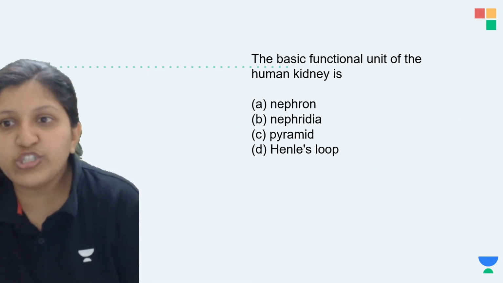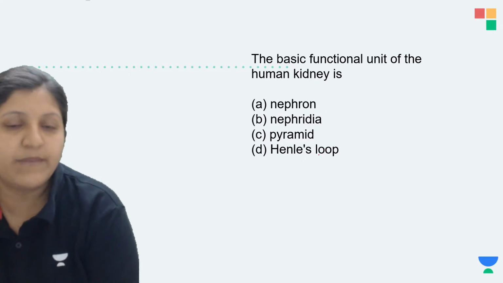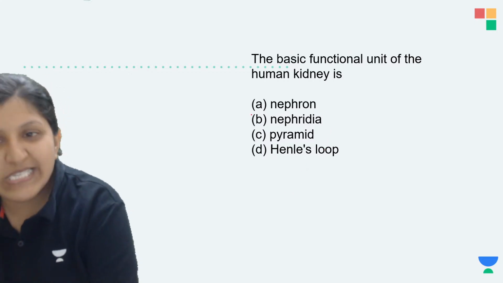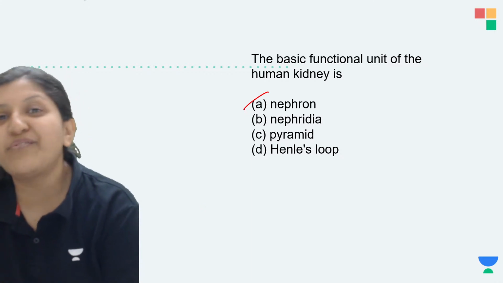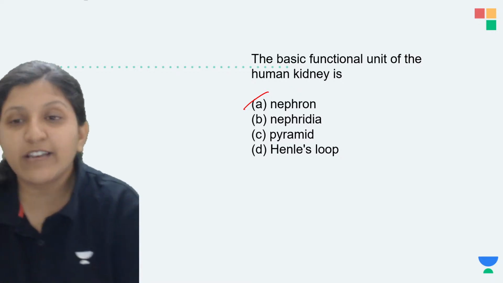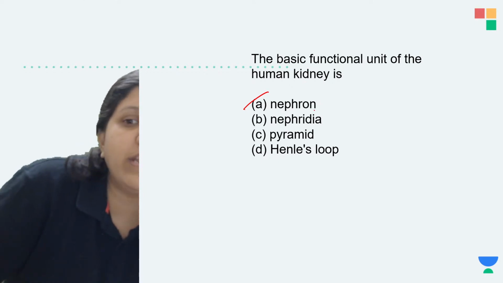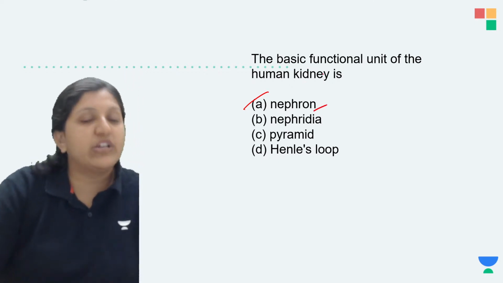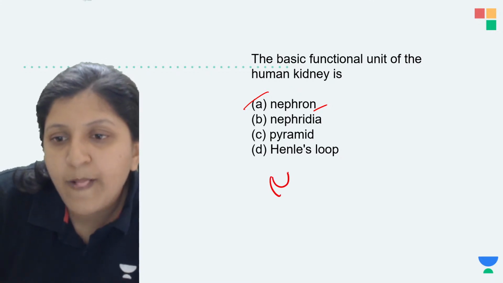And the basic functional unit of the human kidney is what? Nephron, nephridia, pyramid, Henle's loop. So it is nephron. Okay, there is also the neuron, which is a structural and functional unit of the brain. A lot of students I have come across get confused between a nephron and a neuron. So don't do that.